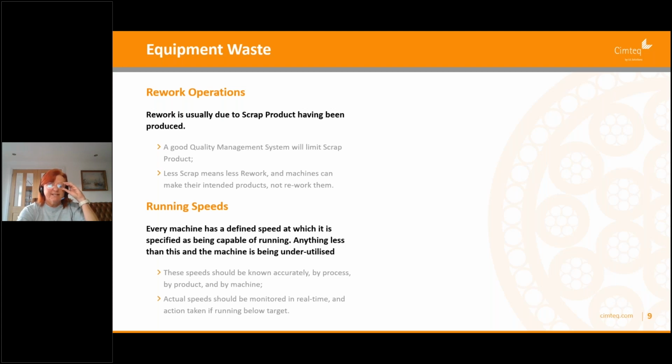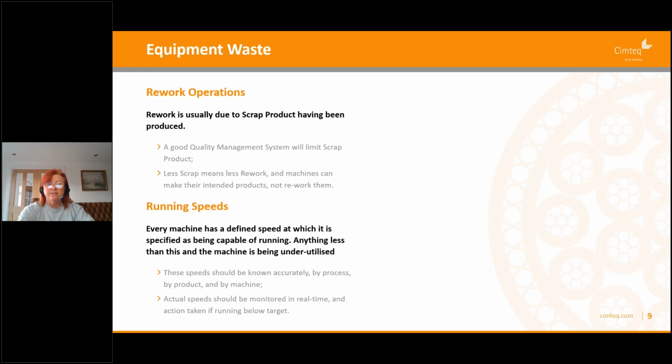So, running speeds. Now, I think this is a big one. Again, it goes back to the design and the spec of the process that goes with the manufacture of the cable. We should know for every single machine, for every single product, for every single material, what the spec speed is. And when we run, we should run at that spec speed. If we're not, it should be flagged by the MES system so that something can be done about it. And that's in real time, so you can see right now what's happening.